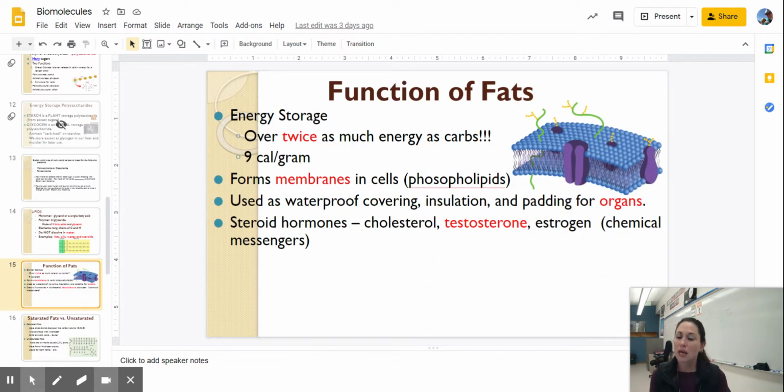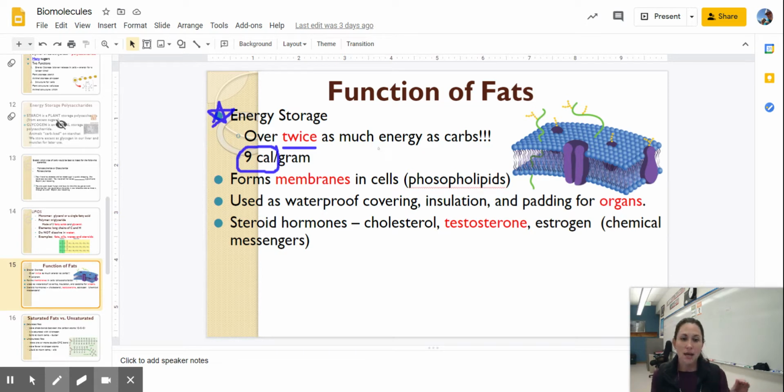Okay, so what do? This is important. I want you to write this down. Fats store energy for our bodies. There's over twice as much energy in a fat as there is in carbs. And if you think back to our food burning lab, the marshmallow was a carbohydrate and the Frito was our lipid. When you lit the Frito, it had a really big flame, and that's because it has twice as much energy as a single carbohydrate, with 9 calories per gram. That's a lot of energy in fats.